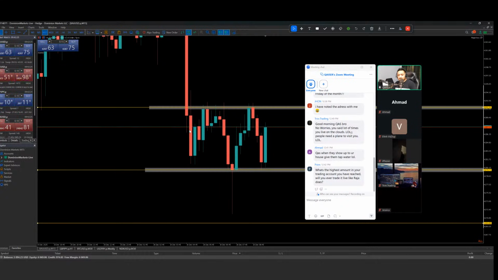What's the highest amount in your trading account you have reached? Will you ever trade live like Raja does? What did you actually want to ask? How much maximum money I have made in one day, or how big a capital I have? So I have one funded account of 200K, and last Friday I made $8,970 on that when the market was moving in one direction.